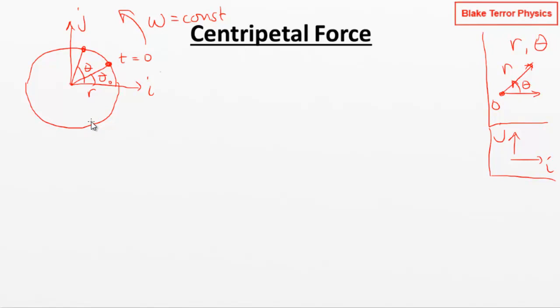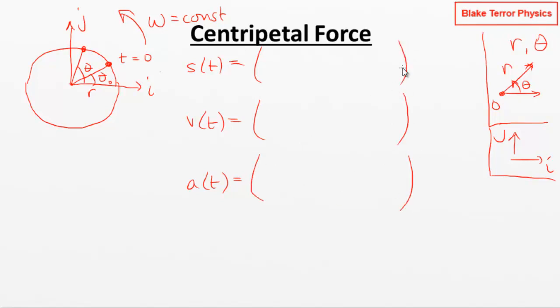Right, so from a Cartesian approach, we want to say, well, what is position as a function of time? What's our velocity as a function of time? And what's our acceleration as a function of time? Okay, let's put all those out. I'm going to do this as an ij, but I'm going to put them in little column vectors just because I haven't got much width here on the screen.